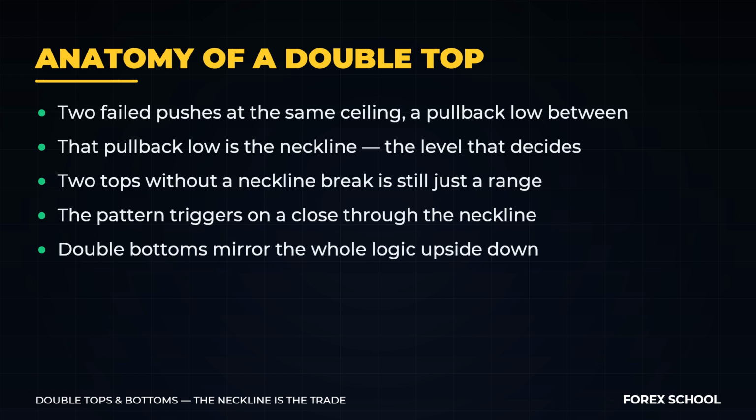Buyers regroup, push back to the same ceiling, and fail again, the second top. Now, here's the part most beginners miss. At this moment you do not have a pattern, you have a range. Sellers have defended a ceiling twice, but buyers are still defending the neckline. The pattern only exists when a candle closes through the neckline, because that close proves the buyers who held the first pullback have finally given up. No neckline break, no double top, just two bumps on a chart.